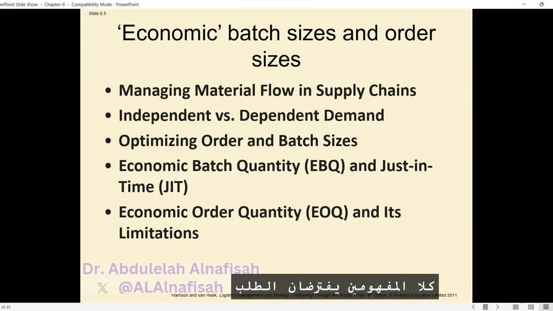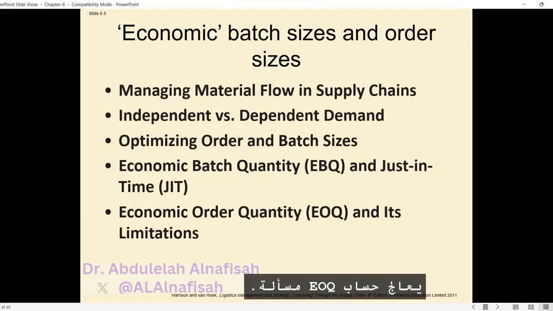Both concepts assume stable demand and aim to replenish stock when it falls below the reorder point. The trade-off between changeover costs and inventory carrying costs is considered when determining batch sizes and order quantities. The formula for EBQ aligns with the just-in-time (JIT) principle of producing based on actual demand, emphasizing pull scheduling.